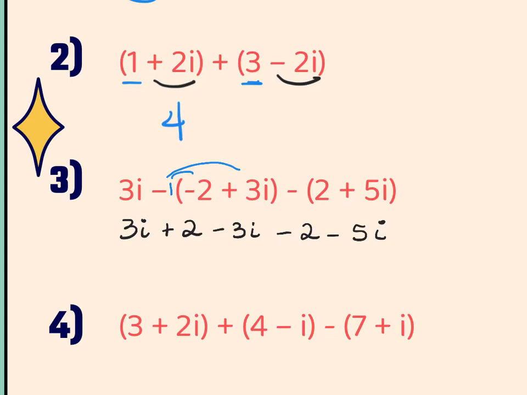So I'm going to add all my reals first. So I'm going to add 2 minus 2. Oh, my reals are gone, so that's just 0. And now I'm going to go back and add my imaginaries. 3 minus 3 is 0, minus 5i is -5i. And you're done.